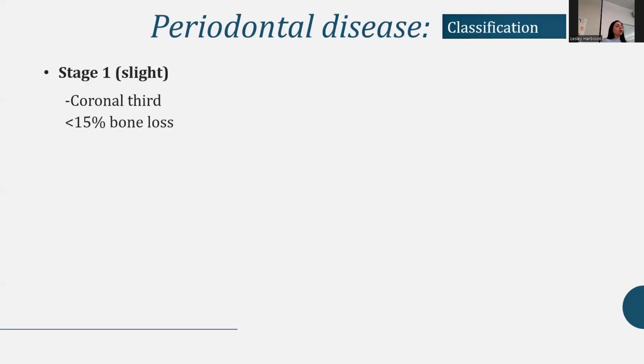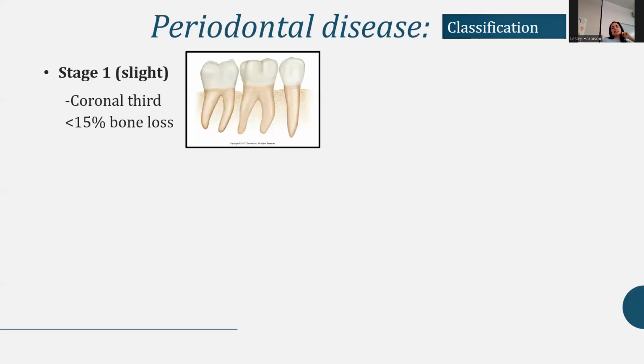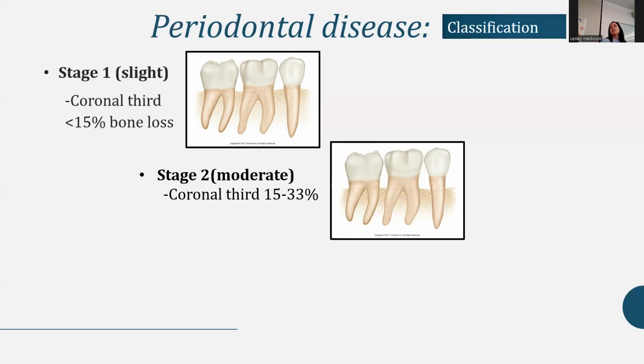Okay, so stage 1: slight bone loss in the coronal third, less than 15% of bone loss. This is an image from the textbook that shows it. You can see it's very little, like you're not dealing with a lot of bone loss. I know this is just a drawing, but it doesn't always look super obvious. Stage 2 is moderate. You're still in the coronal third, 15% to 33% bone loss of the total length of the root. When we're talking about percent, we're talking about that percentage of the root. The bone loss has gone down to that level. Here's an image from the textbook.